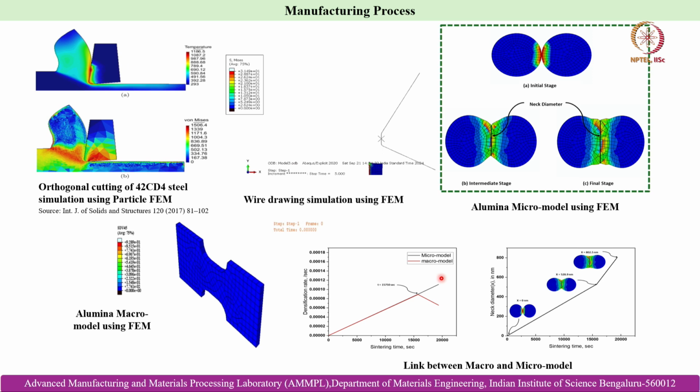It saves time, it is cost effective, and parallelly it gives insight into the physics. From here you can understand how the diffusion is happening, how the bonds are getting established, and how the densification mechanism actually takes place. All those details you can understand by developing numerical models. So these are the twofold objectives of developing numerical models of manufacturing processes.